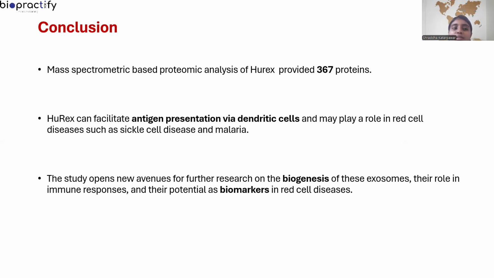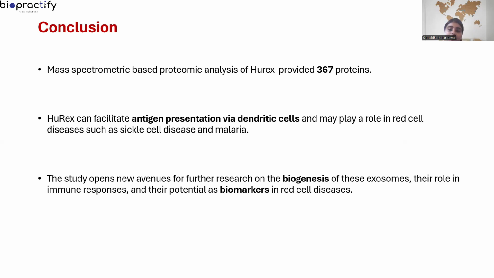The next conclusion is that human reticulocyte derived exosomes can facilitate antigen presentation via dendritic cells and may play a role in red cell diseases such as sickle cell disease and malaria. This study opens new avenues for further research on the biogenesis of these exosomes, their roles in immune responses, and their potential as biomarkers in red cell diseases.